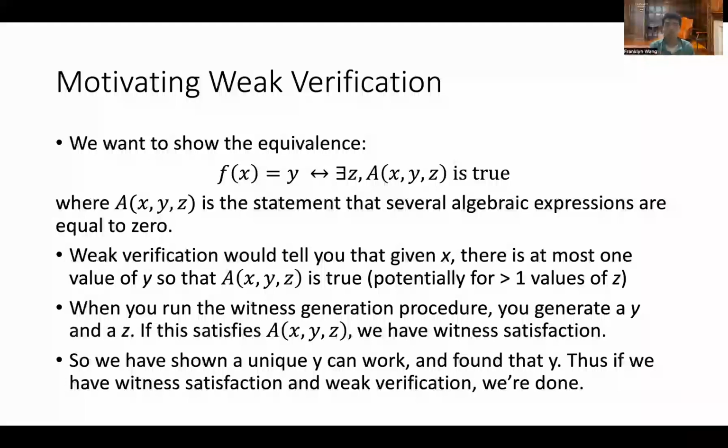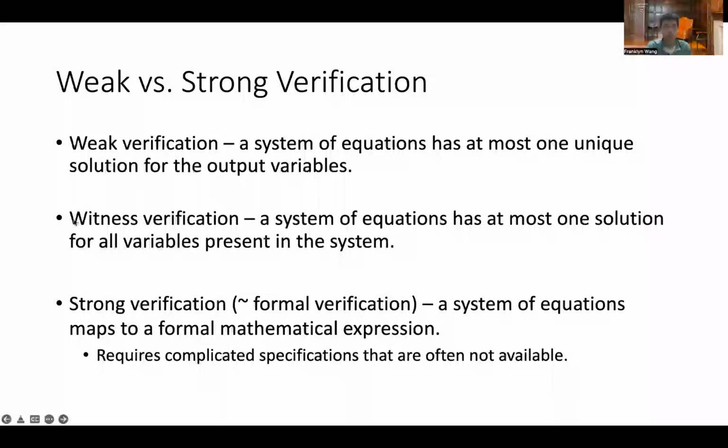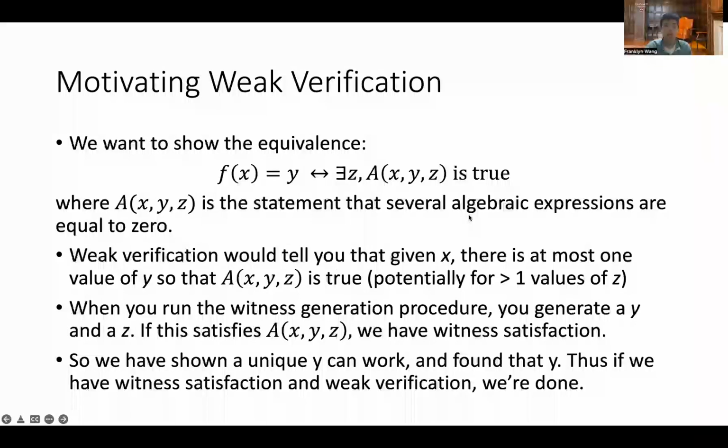But I'm assuming that you eventually have to enforce the uniqueness of z also, right? Otherwise, there might be a different model that will also satisfy your equations, but you might get different z. Are you also checking that, or are you just checking on the y? You're referring to witness verification, right? So this is when it has at most one solution.